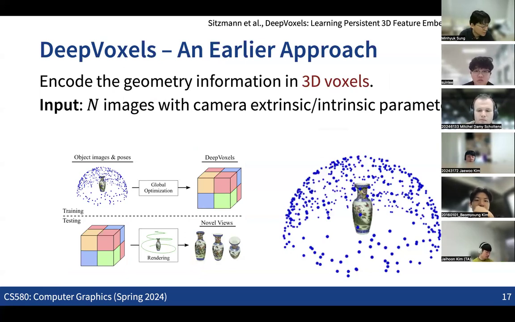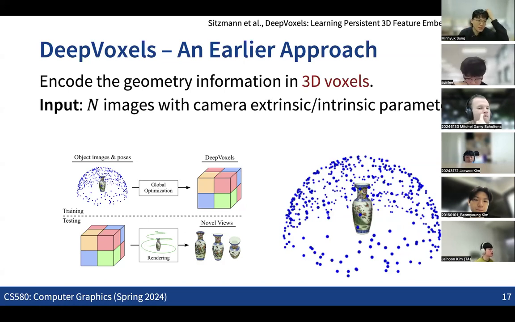So DeepVoxels was some earlier work on novel view synthesis. Here, the idea is that we have a 3D DeepVoxels representation, and a number of images captured from different camera poses. We assume that we have all the camera pose information for the images.